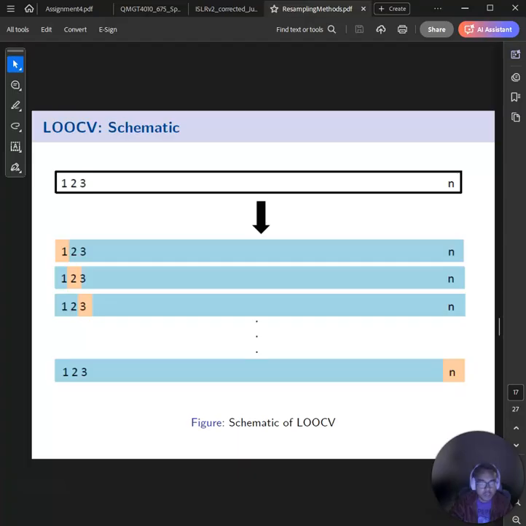By the last iteration, observation n is held out as the test set, while observations 1 through n-1 form the training set. For each of these iterations, we train a model on the blue observations and test it on the single orange observation. We calculate the error for that single test observation and then average all the n errors to get our overall estimate. This approach ensures that every observation gets used exactly once as a test case and n-1 times as part of the training data. It is an exhaustive approach to model validation that makes the most of our available data.